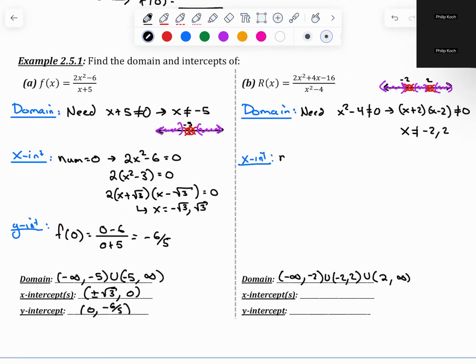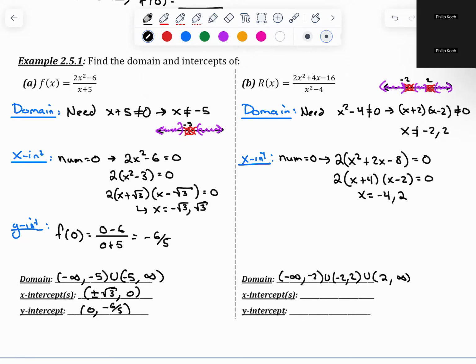You're setting the numerator equal to 0. So we've got 2. I'm going to factor out a 2 right from the start. We've got x squared plus 2x minus 8 equals 0. And that factors nicely. 2 times x plus 4 times x minus 2 equals 0, which gives us x equals negative 4 and positive 2. And John Doe student boxes that answer in.